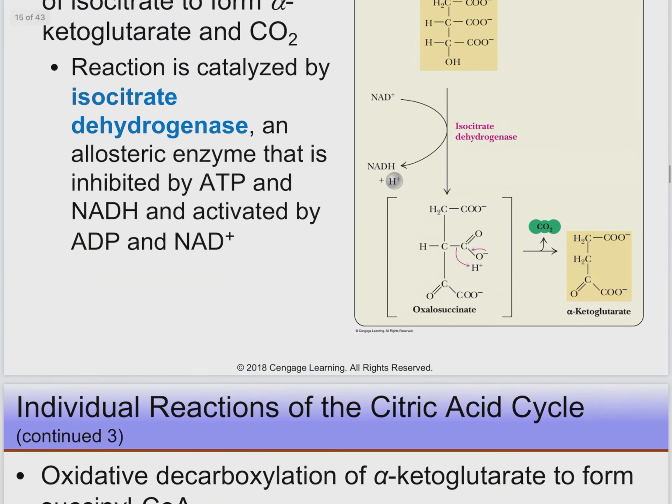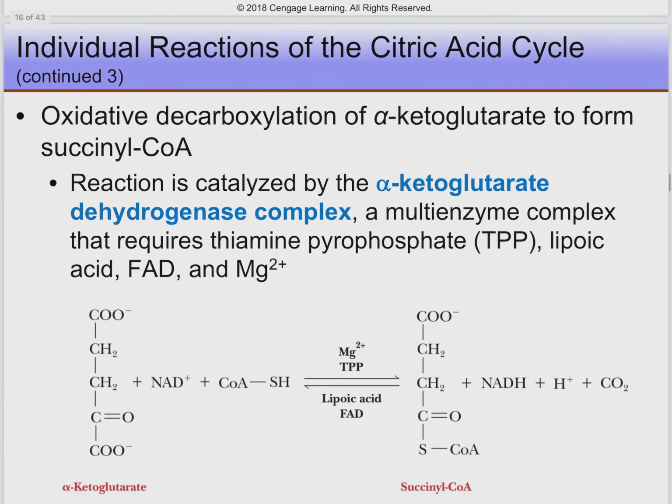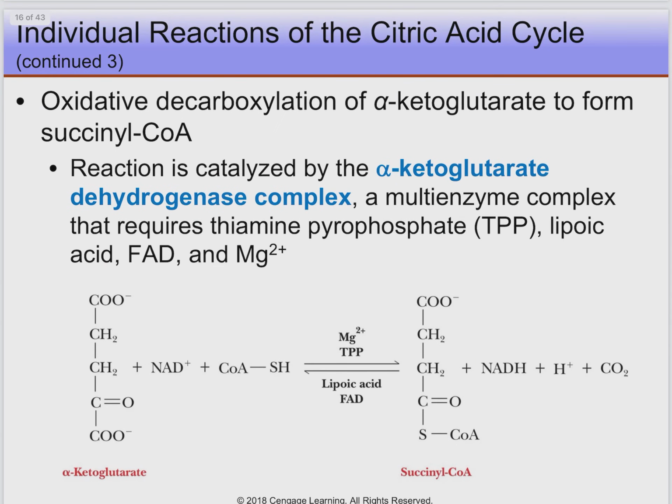Alpha ketoglutarate, we'll talk about, can actually be transaminated into glutamate, which can then be turned into many different amino acids, and so it's a good starting point for protein anabolism or amino acid anabolism.